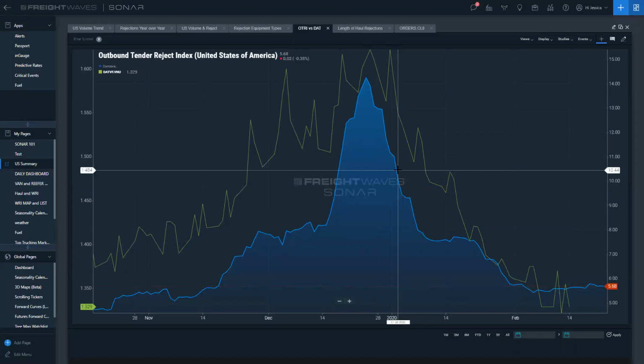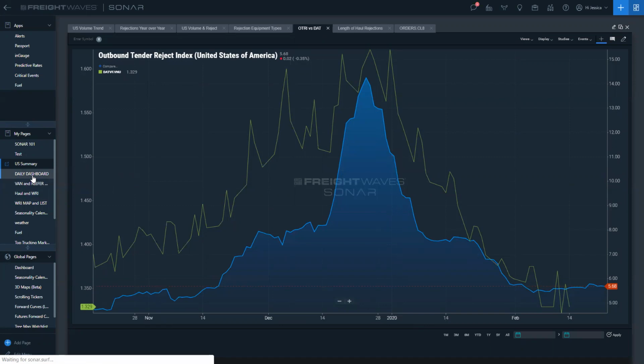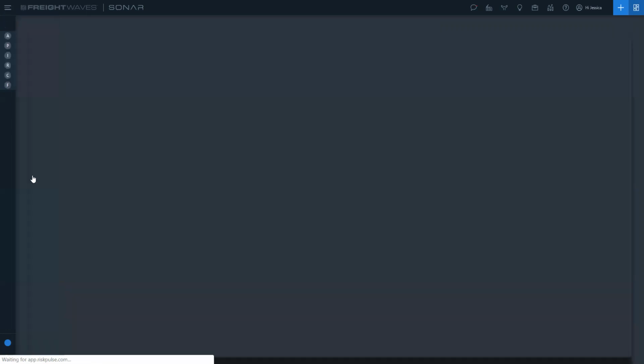So when you are able to actually see what's happening in the market, instead of relying on old information, that is a really valuable thing when you're making decisions on the day-to-day. So this is kind of a high-level overview of what you can do with SONAR. I'm going to go down to the daily dashboard view, which is what I have right here, and talk about daily use cases that could be very beneficial.